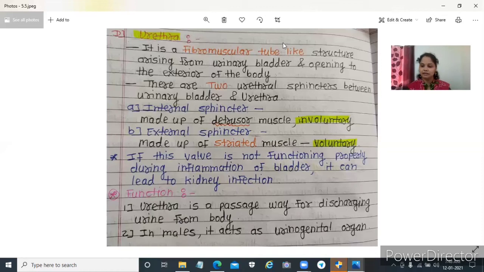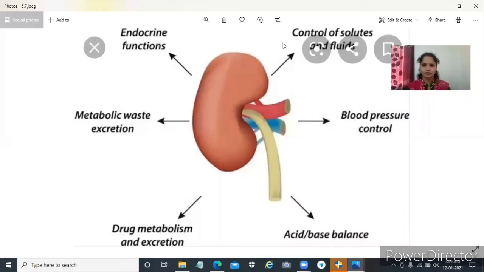Let's learn about the next part, the functions of the kidney. First one, control of solutes and fluid, that's osmoregulation, which maintains homeostasis. Osmoregulation means controlling the salt and water balance in our body. That maintains homeostasis. Again, the kidney can maintain the blood pressure because of the secretion of renin.